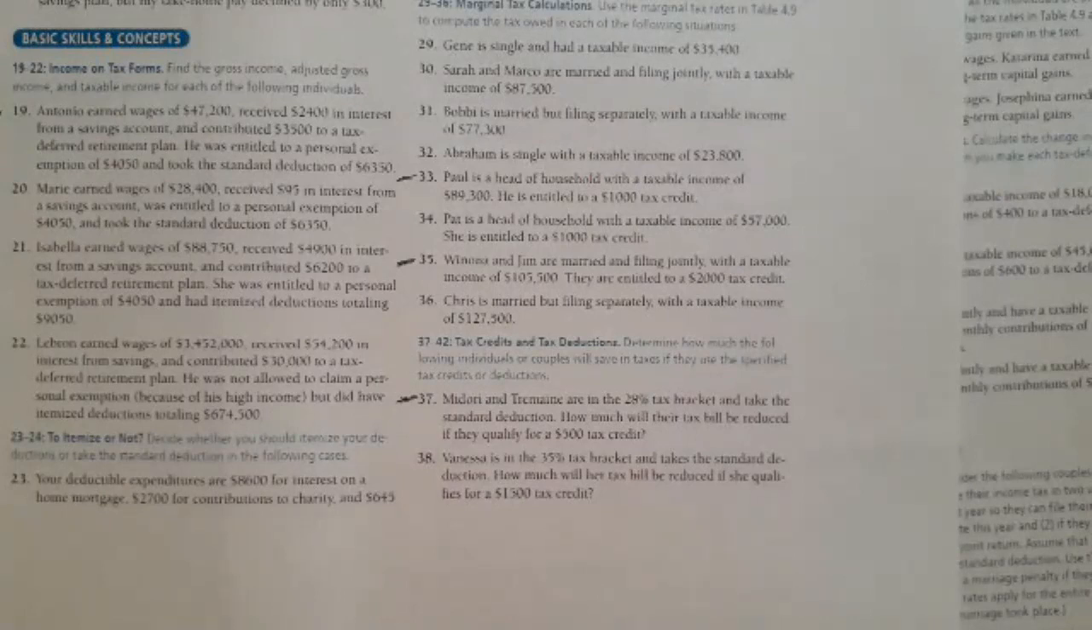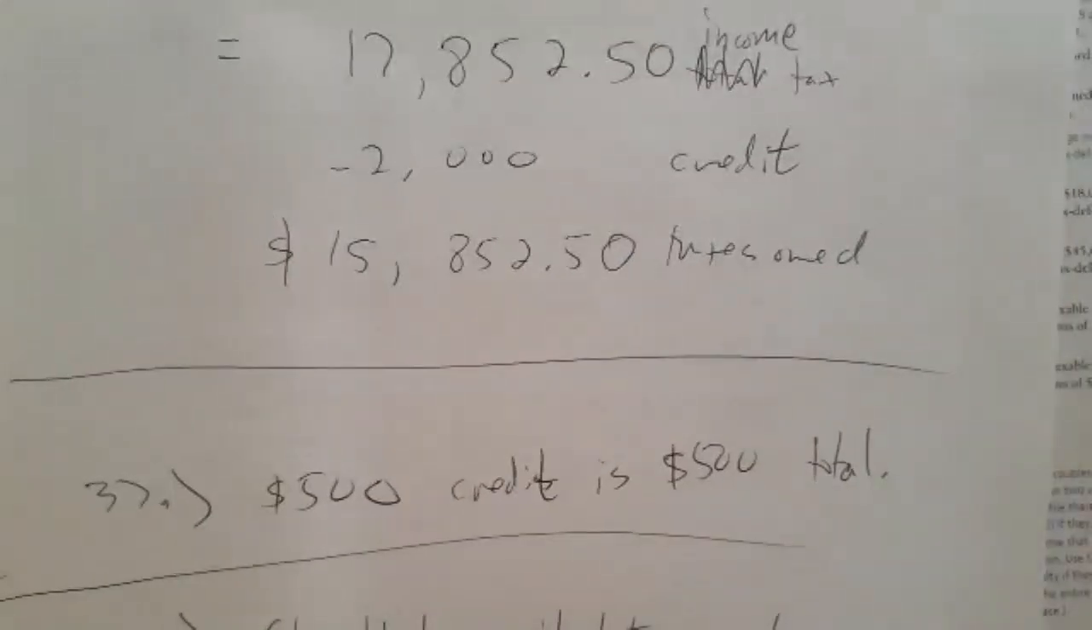All of it. Okay. All of it? Yeah. All of it, the $500. They're getting the $500. A $500 tax credit is $500 off your taxes. If they're getting a, what's the next thing?